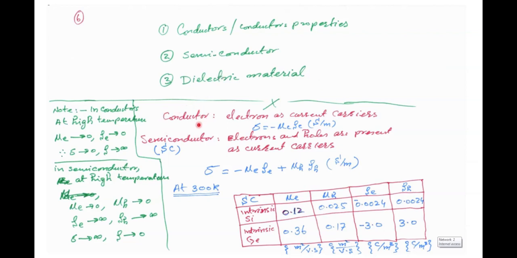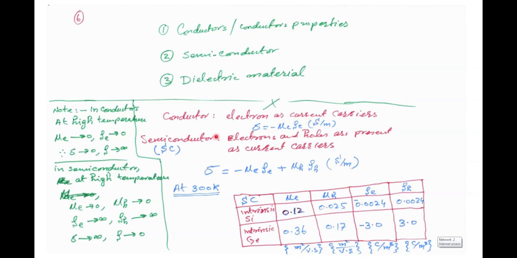So in a conductor, the current carrier is only the electron. In the last lecture we obtained the relation of conductivity for the conductor, which is equal to minus mu e rho e. Mu e represents the mobility of electron, rho e represents the concentration of electron. The unit of conductivity is Siemens per meter or mho per meter, the reciprocal of the unit of resistivity.